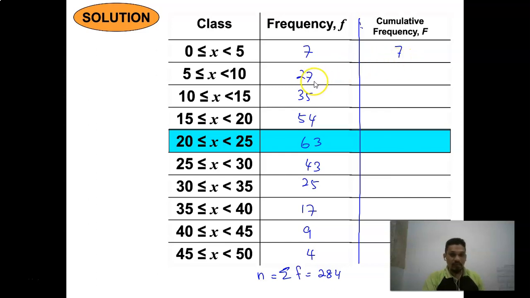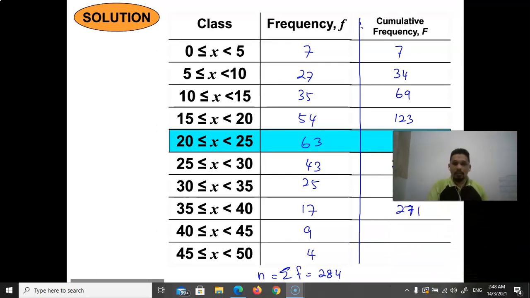7 plus 27, 34. 34 plus 35 equal to 69. 69 plus 54, 123. 123 plus 63 equal to 186. 186 plus 43 equal to 229, plus 25 equal to 254. 254 plus 17 equal to 271.